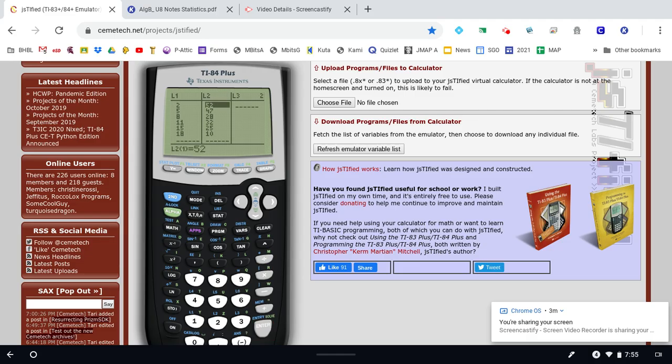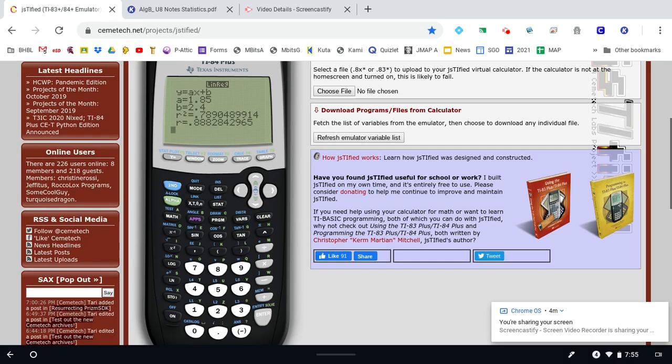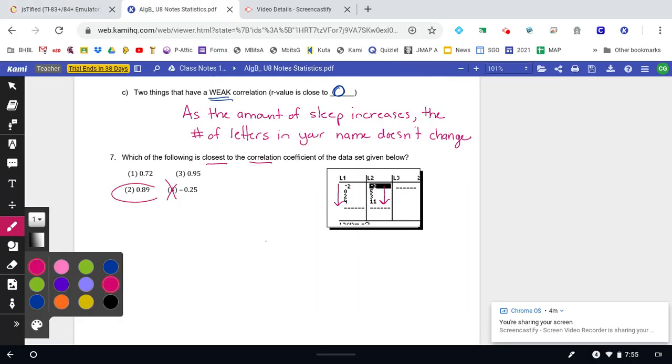Remember, stat, edit. Let's clear those values out. And let's put in these new values. So we've got -2. Whoops, that's all right. -2, 0, 2, and 4. -2, 5, 3, and 11. All right, so stat, calc, linear regression. We're going to calculate. And our R value, 0.88 or so. So the closest one, about 0.89.